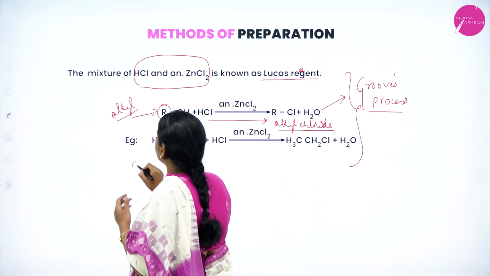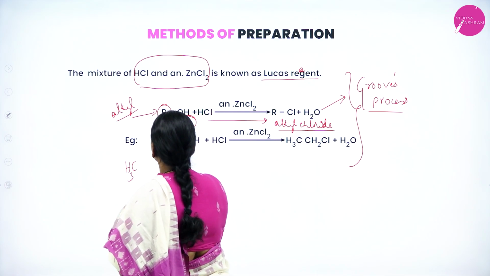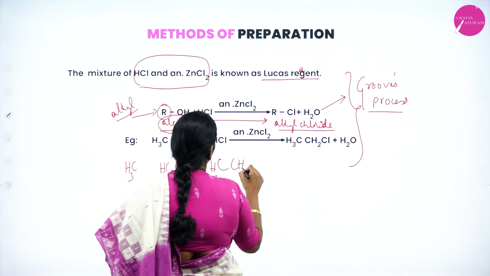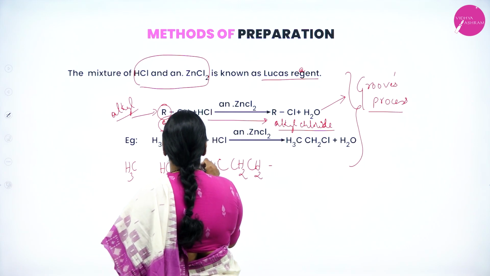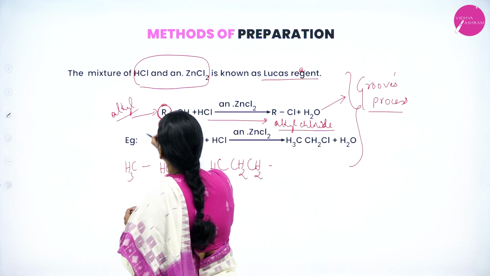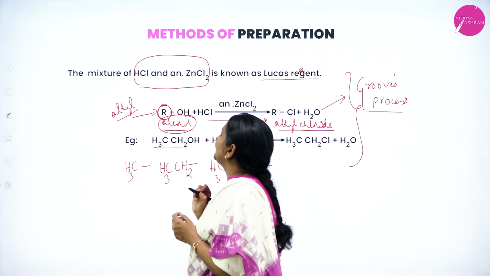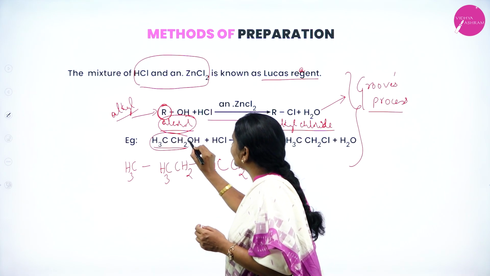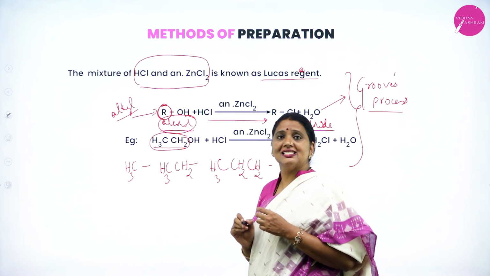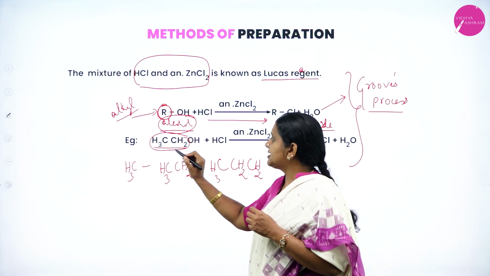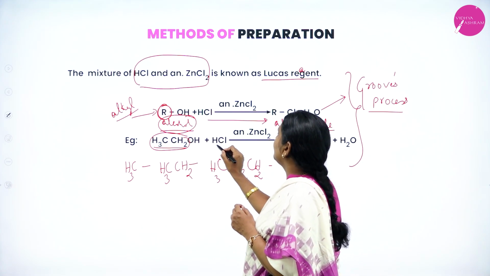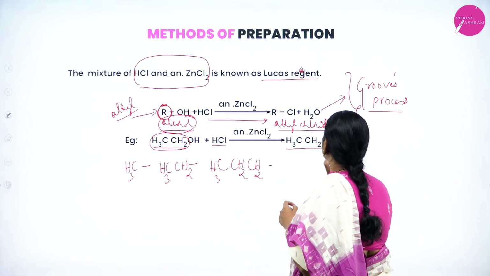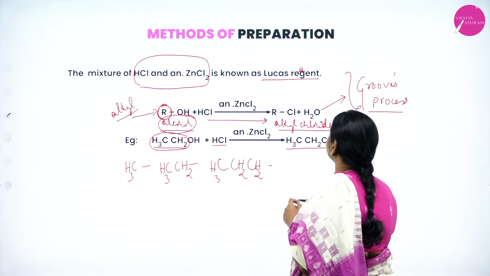Alkyl means methyl. Methyl is CH3. Next, ethyl is CH3CH2. Propyl is CH3CH2CH2. Therefore, wherever R is there, you put either methyl or ethyl. Now here, in place of R, I had taken ethyl. What's the formula of ethyl? CH3CH2. Therefore, for example, CH3CH2OH plus HCl will give rise to CH3CH2Cl plus H2O.